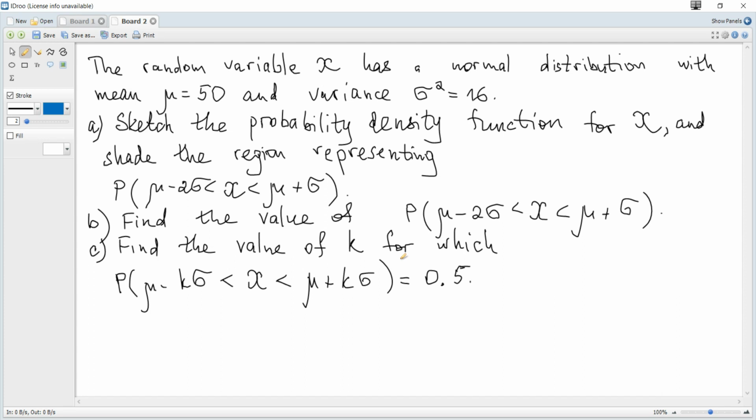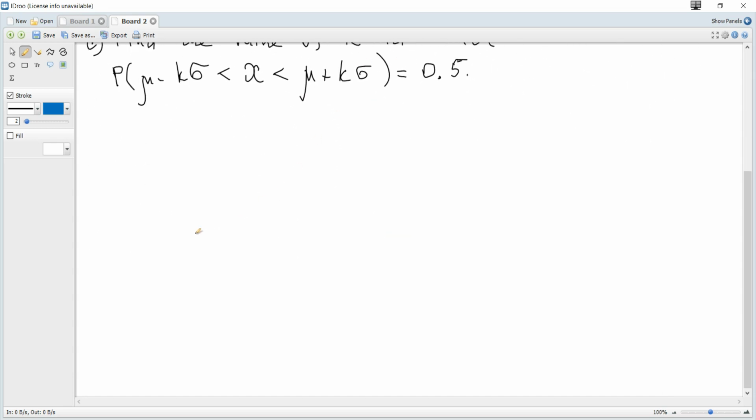The random variable x has a normal distribution with mean mu is 50 and variance sigma squared is 16. A. Sketch the probability density function for x and shade the region representing the probability that x is greater than mu minus 2 sigma and less than mu plus sigma.